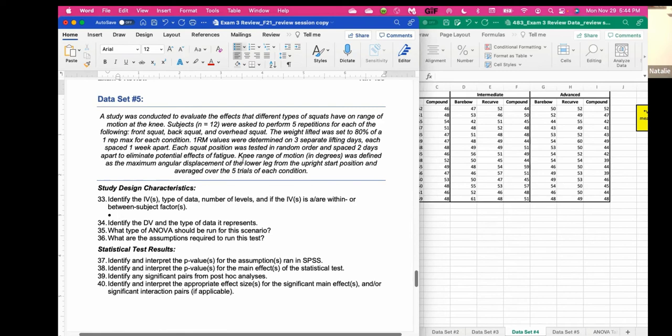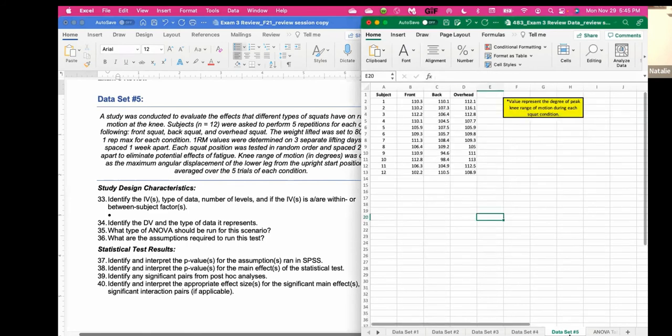And then each squat position was tested in random order and spaced 2 days apart, again to eliminate potential effects of fatigue. So knee range of motion was defined as the maximum angular displacement of the lower leg from the upright start position and was averaged over 5 trials. So data-wise, we've got 12 subjects who each did one of the types of squats. And then these values are the average knee range of motion.